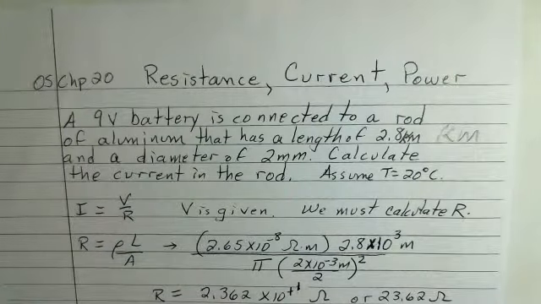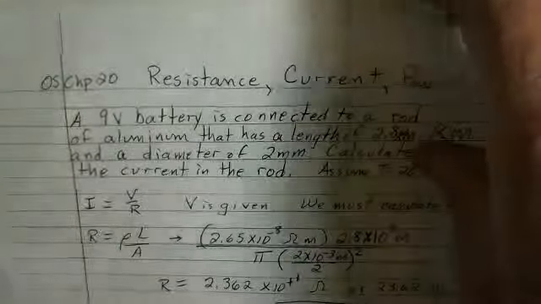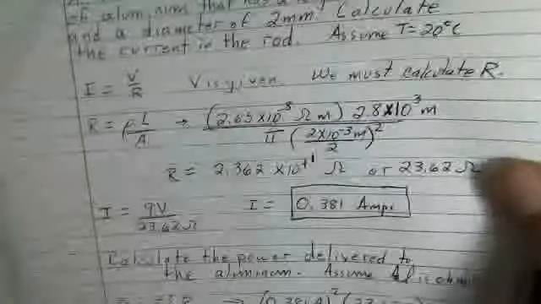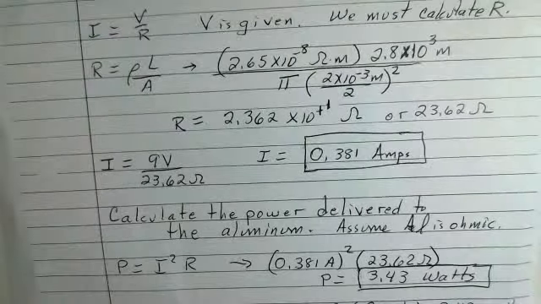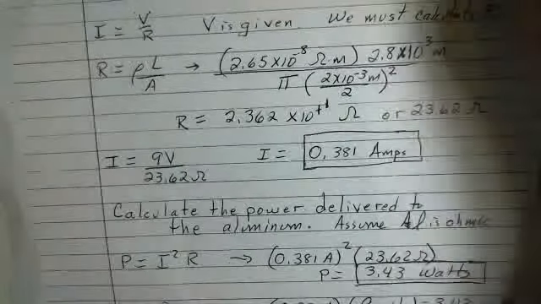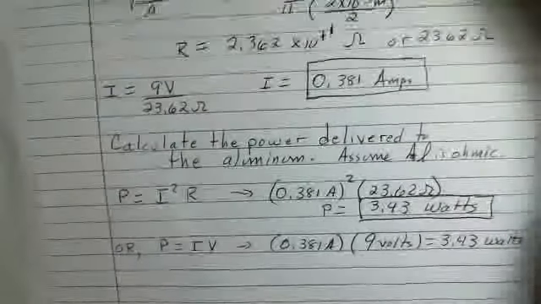We can also calculate the power in this aluminum rod. We're going to assume the aluminum is ohmic and use P equals I squared R. Power equals the square of the current times the resistance. Just up above we calculated the size of the current. I'll bring that into view for you. Current is 0.381 amps. So we know the value of the current, we square that, and then we multiply by the size of the resistance of the rod. We get 3.43 watts.